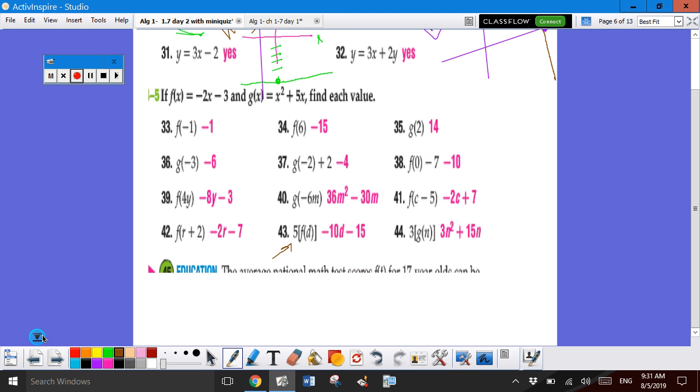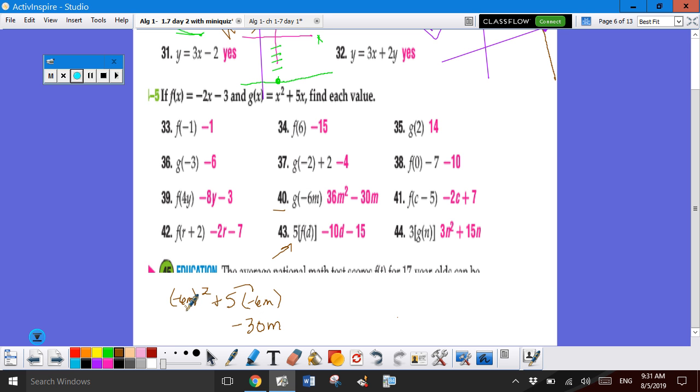I'm sure there were some questions. So let's start by looking at number 40. So I have g of x. So that is something squared plus 5. So I know I'm going to put in a -6m. So this one's pretty easy. That's a multiplication. That's going to give me a -30m.